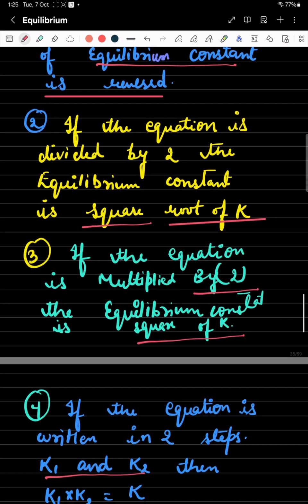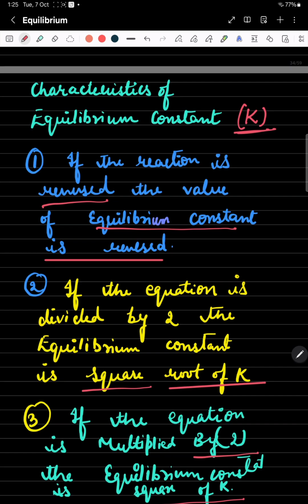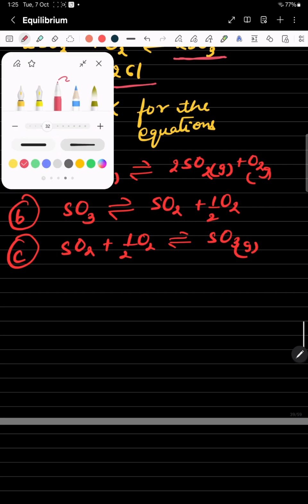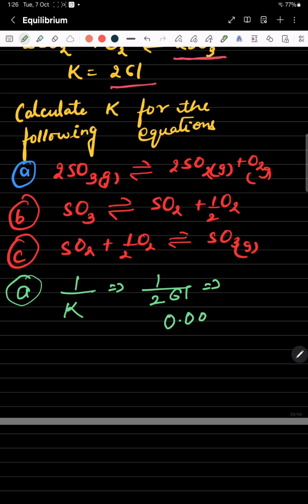Here it is given to you, let's understand about it. Firstly, the value of the equilibrium constant is inverted. What you need to do for the reverse is simply take the reciprocal value, 1 upon K. So for option A, you will do 1 upon K, that is 1 upon 261. Once you calculate, the answer you will get is 0.0038. It's very simple.